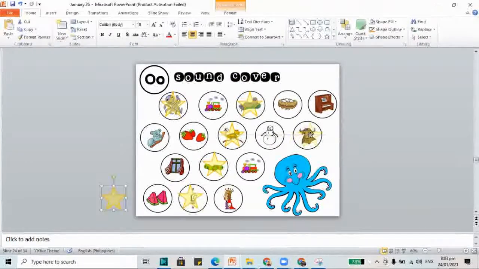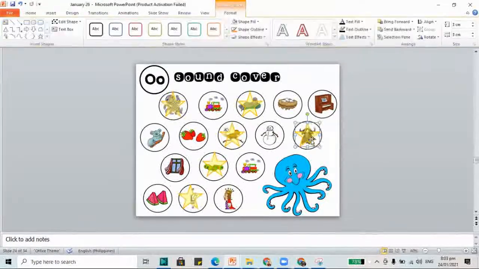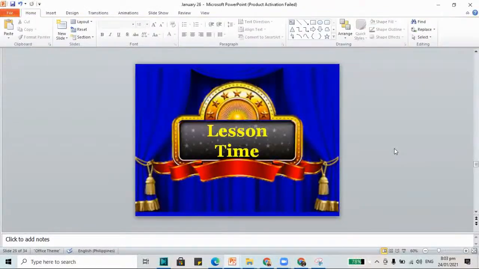Okay, we have to put the ox. Sorry. We went back and let's cover the star. Let's cover the ox with a star. Now, how about we do our lesson for today? That was just a review.